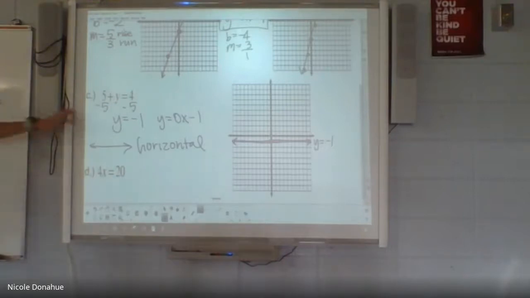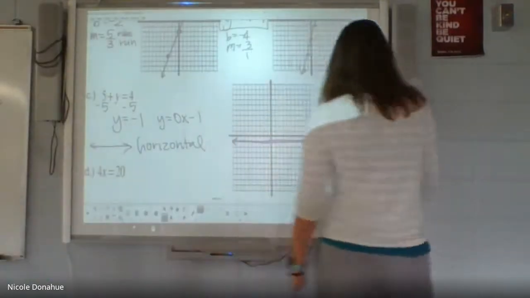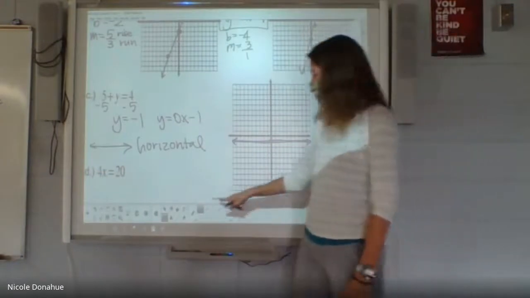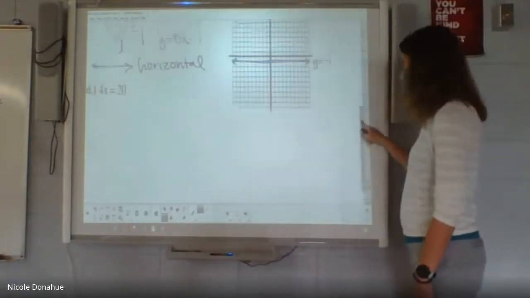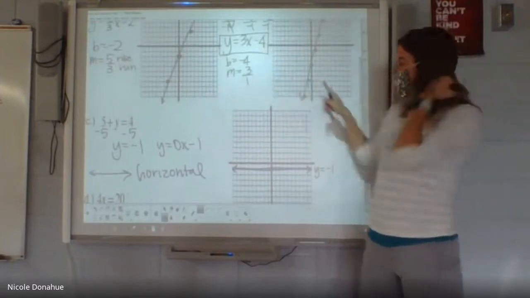I always think of it as the y is always -1. It doesn't change at all. There's no other options for it. So however you can get yourself to remember that y equals is just going to be a horizontal line. So it's different than up here when we have a y and an x in the same equation.